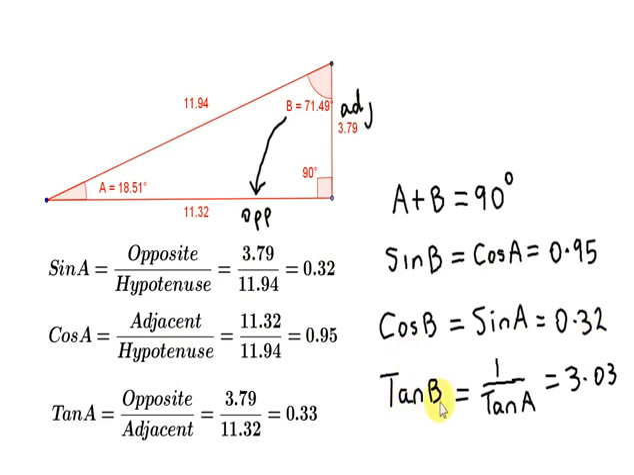Finally, we have the tan of B. So the tan of B is, well, tan is opposite over adjacent. So the tan of B is 11.32 divided by 3.79. But that's the same thing as turning this fraction here upside down. So that's the same thing as turning 0.33 upside down. So, 1 divided by 0.33 gives us 3.03. 1 over tan of A is sometimes called cotan of A. COT is short for cotan. So these relations hold when angles A and B add to 90 degrees, as they do of course for this triangle.